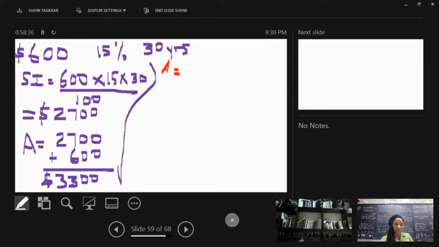So it will be what? The principal, 600. So the 600 times 1.15. The 0.15 is 15%. And it is 1 plus the percent, right? So we're raising it to what power? To the 30. To the power of 30. Yes. All right, plug that into your calculator and tell me how much you get.